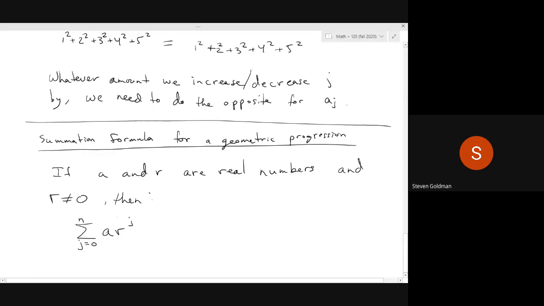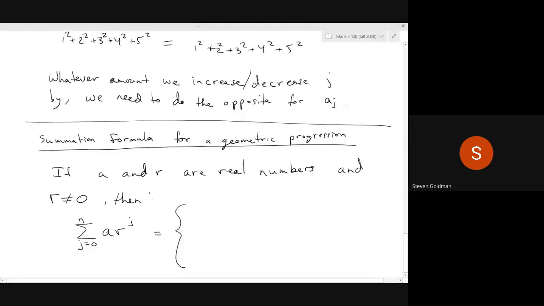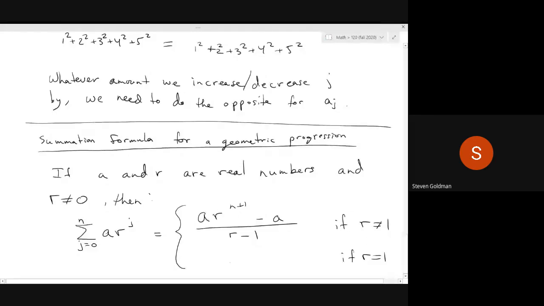AR to the j, it's a j instead of an n, will equal to... Instead of sitting there and having to add up all the terms, we can use this formula to give us a shortcut for the sum. So anytime I want to add up the terms of a geometric progression, AR to the j, starting from j equals 0 and going to some number n, it's equal to A times R to the n plus 1 minus A, divided by R minus 1, as long as R is not equal to 1. And if R is equal to 1, then the sum is just n plus 1 times A.